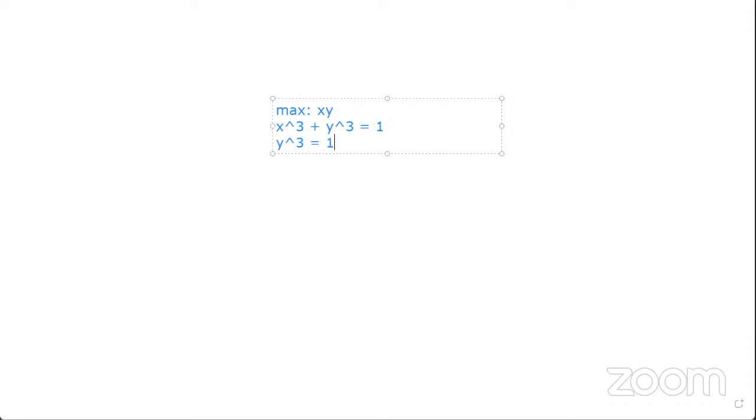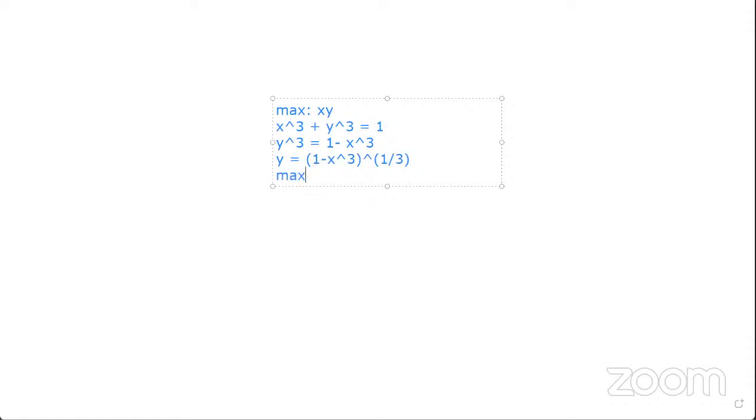You write y cube equals 1 minus x cube, which gives you y equals (1 minus x cube) power 1 by 3. Is this clear? Yes, sir. Cube root of 1 minus x cube. So we'll just substitute this value here.